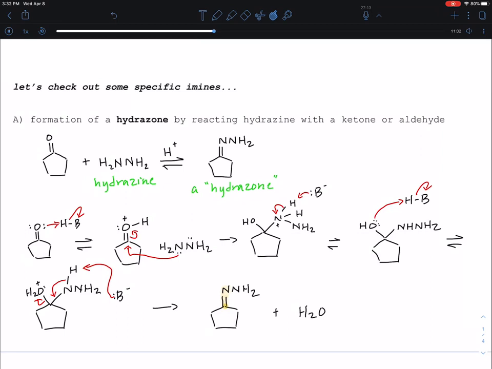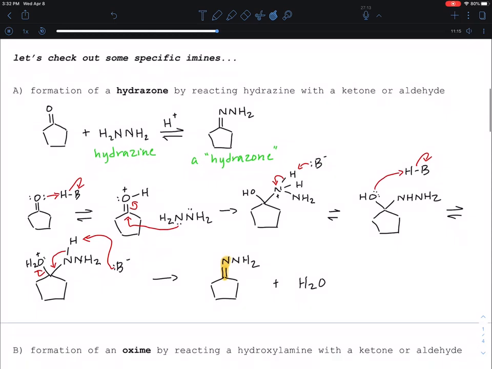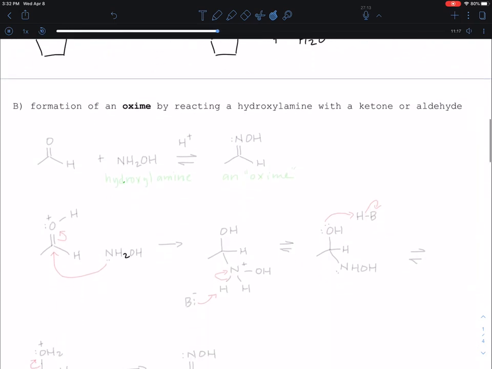here. It's got a double bond to a nitrogen. That's got some other stuff on it, right? This is a specific type of imine. It's called a hydrazone. We can make another specific type of imine. All we have to do is pick a different primary amine, right?